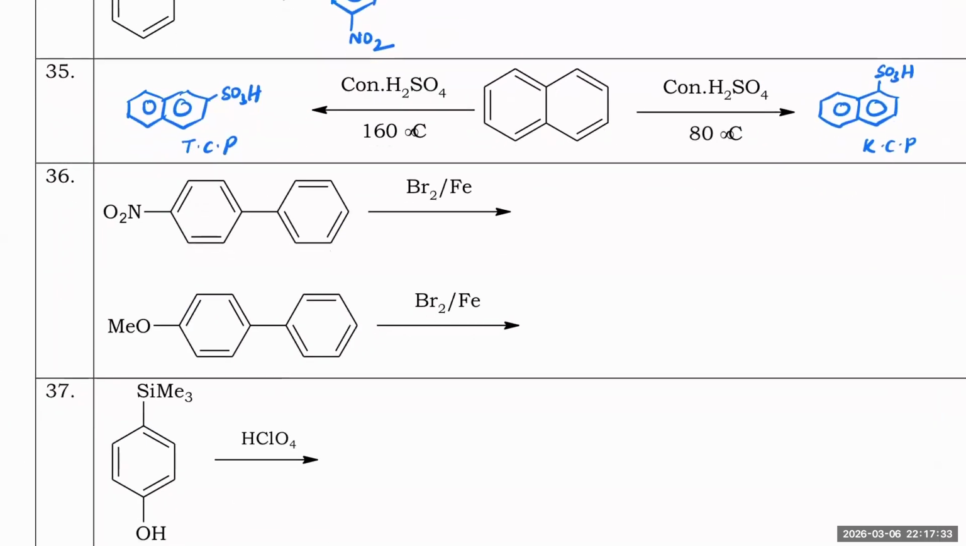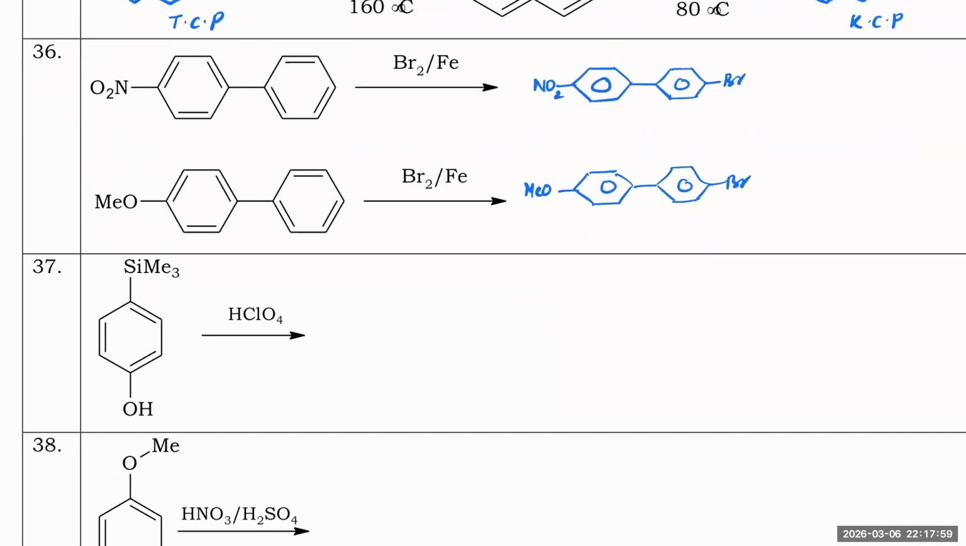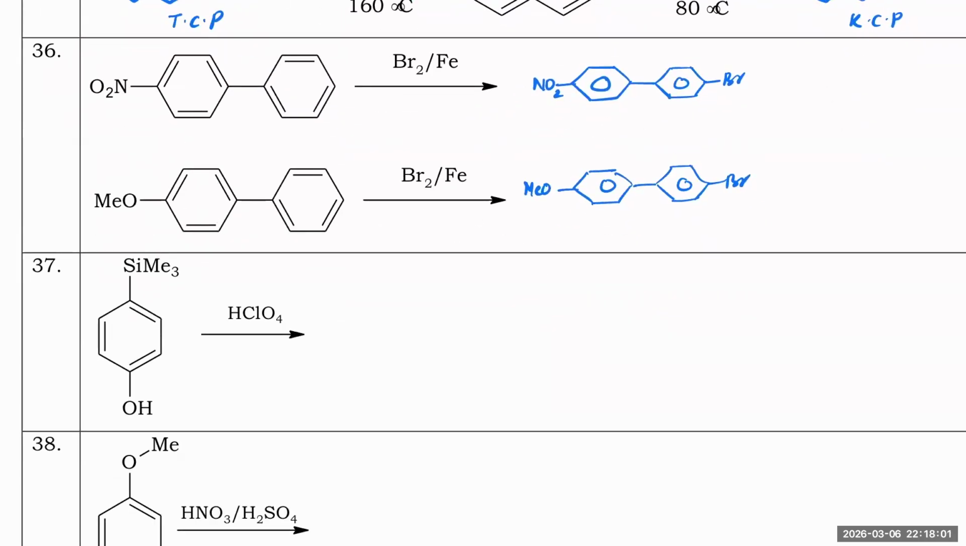Next. This we already discussed: if you have any biphenyl system, only the para position is the most active position. So therefore, bromine will always come at the para position irrespective of donating or withdrawing group, that is, activating or deactivating groups. Always it will come out at the para position only. OMe.